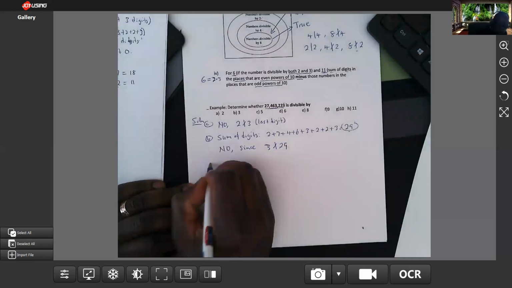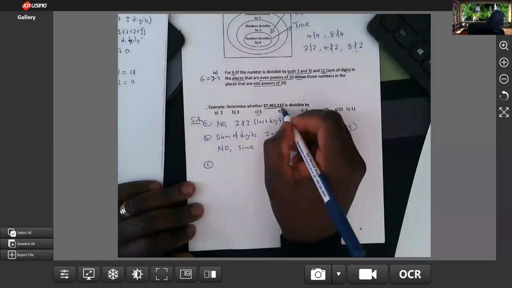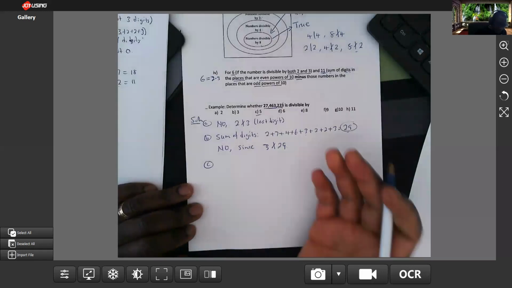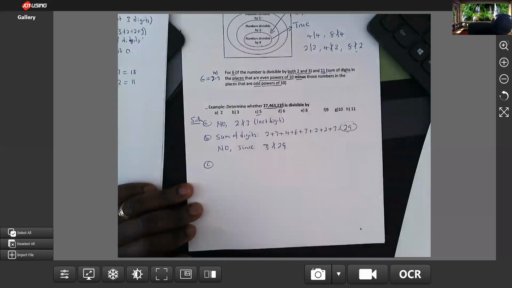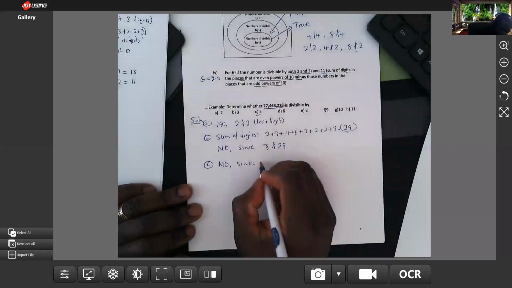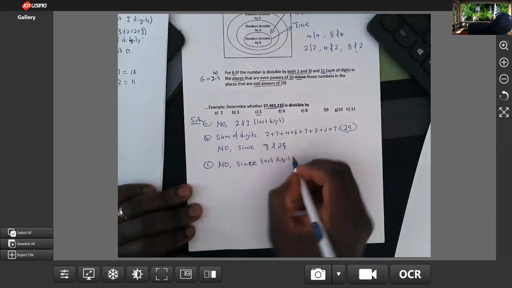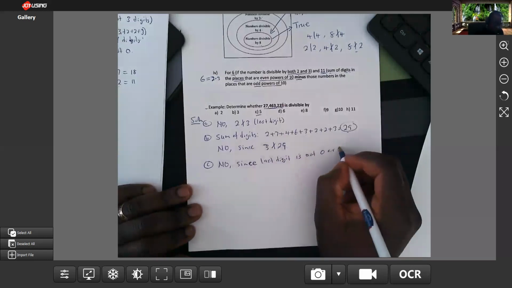Okay, what about C, which is 5? Does 5 divide the number? No, because the last digit is not 0 or 5. So you say no, since the last digit is not 0 or 5.